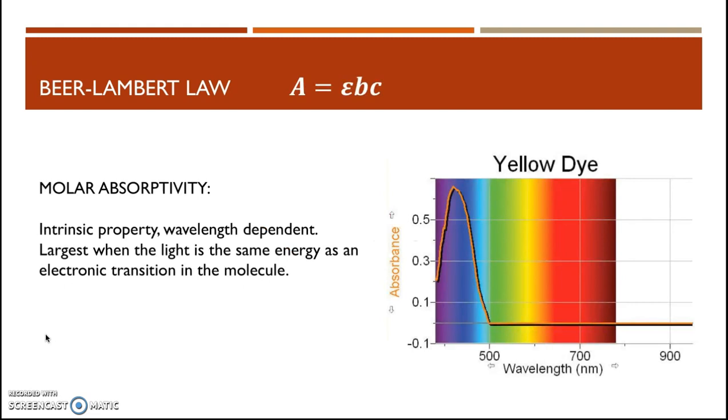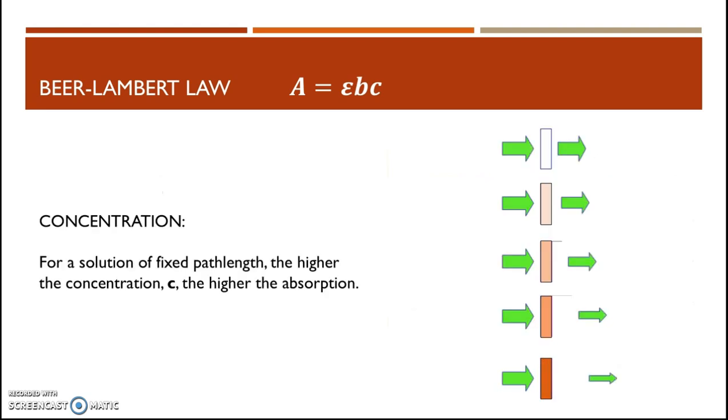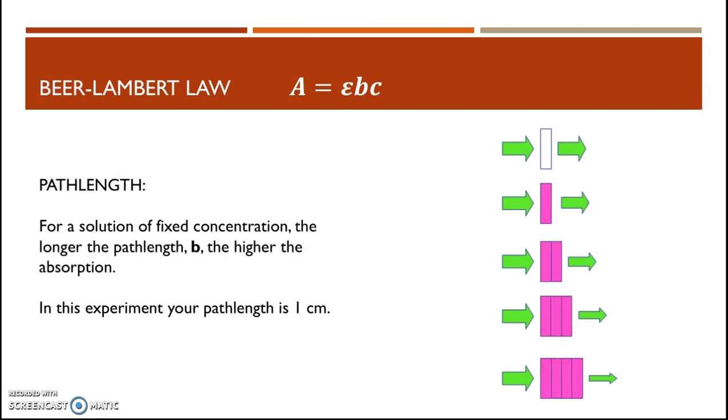So to sum up here, the molar absorptivity is an intrinsic property. It's wavelength dependent. It's largest when the light is the same energy as an electronic transition in the molecule. So this is dependent on your sample, right? It's dependent on the dye that you're looking at. For a solution of a fixed path length, the higher the concentration, the higher the absorption. For a solution of a fixed concentration, the longer the path length, the higher the absorption. And in this experiment, your path length is 1 centimeter.